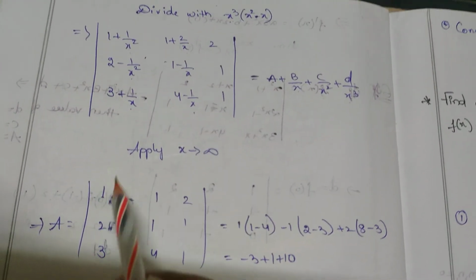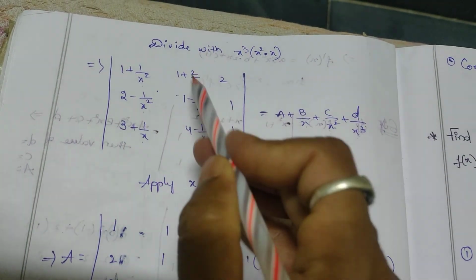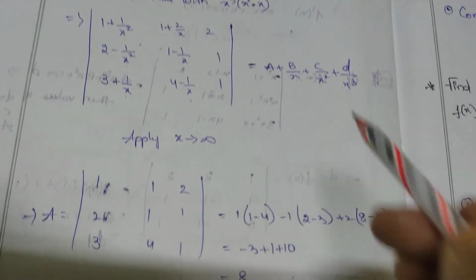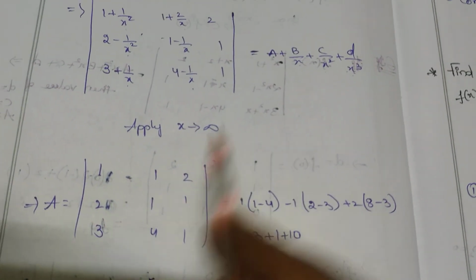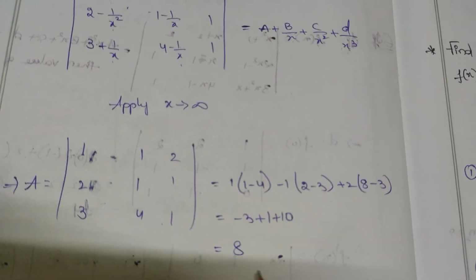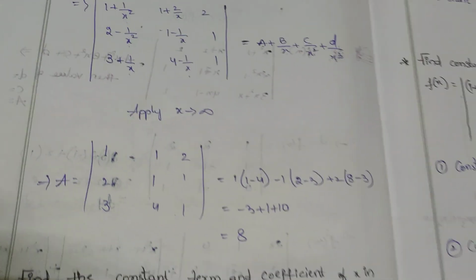Then we have this determinant 1 2 3, 1 1 4, 2 1 1 is equal to a, because these three terms are zeros. Now you simplify. So a is equal to this determinant. If you expand this determinant, you get the value 8. You know how to simplify.